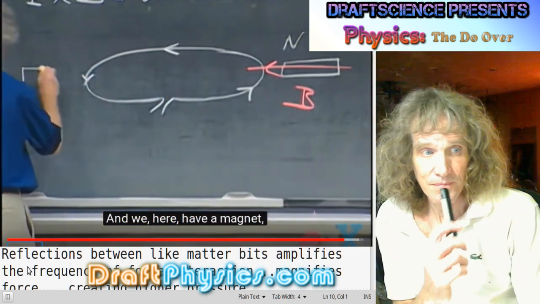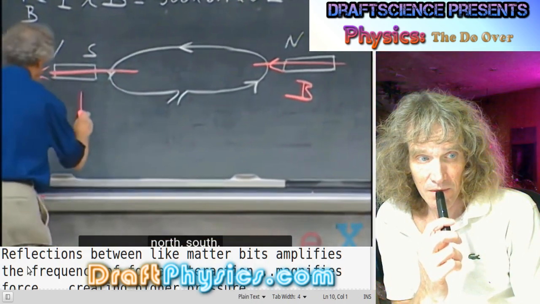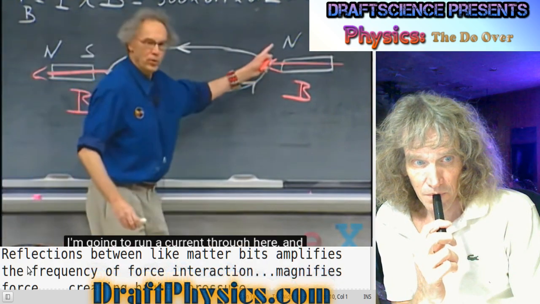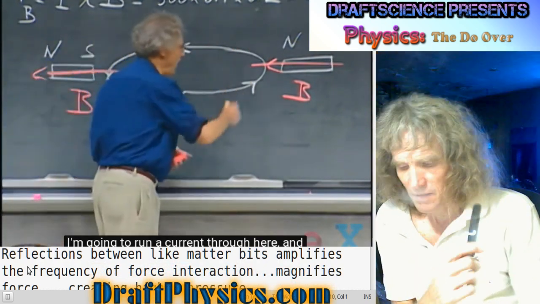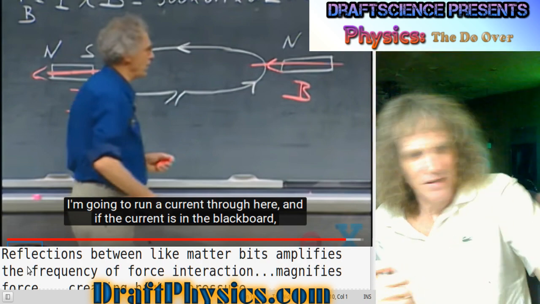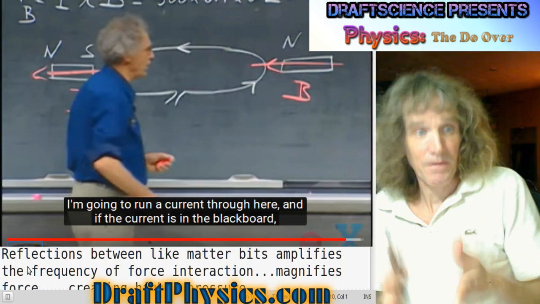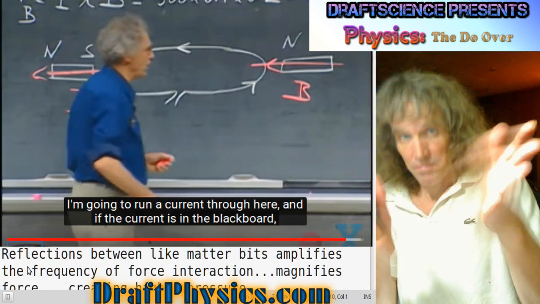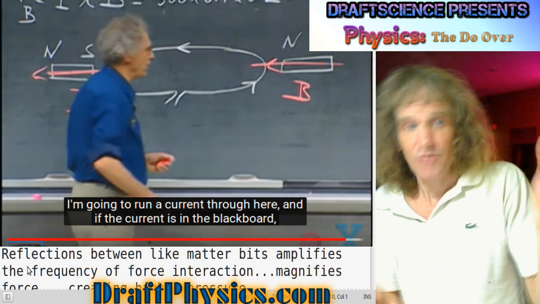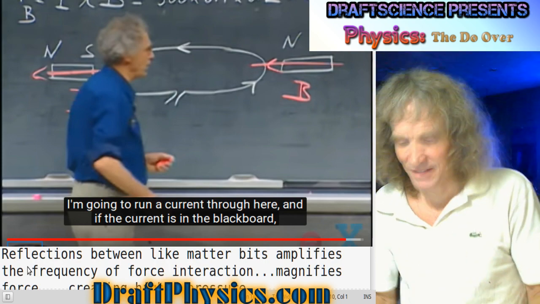And we here have a magnet, north-south. Magnetic field is also in this direction. I'm going to run a current through here. The north end is creating the black stuff, and it reflects black stuff. The south end is bouncing off the red stuff and absorbing the black stuff, and that's all that's really happening.